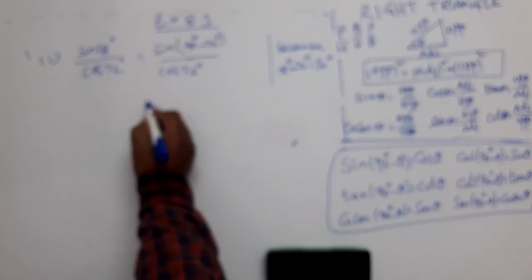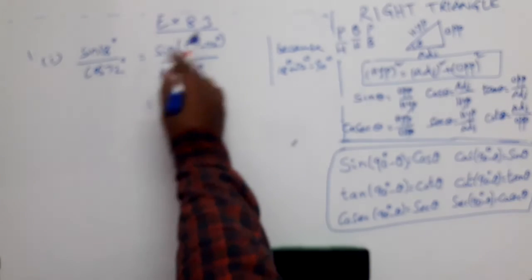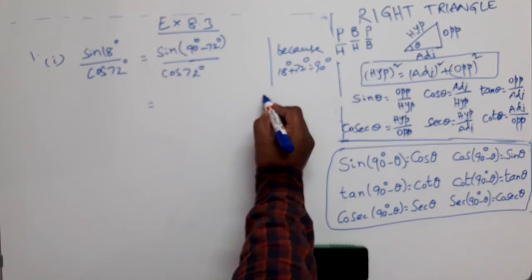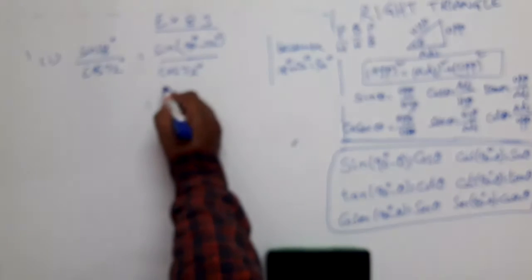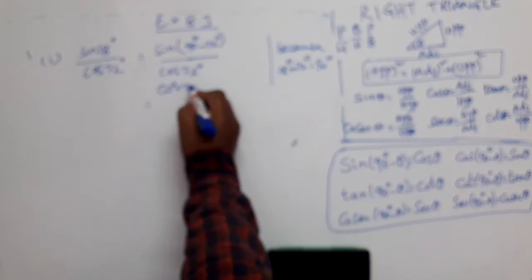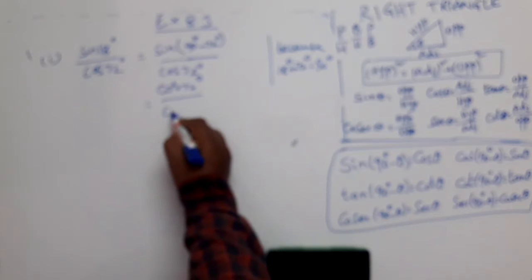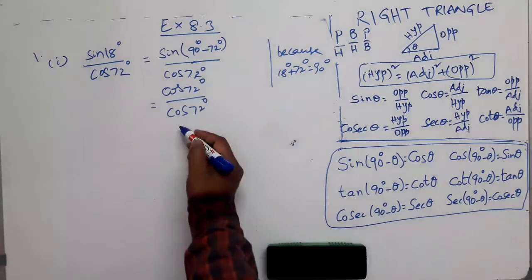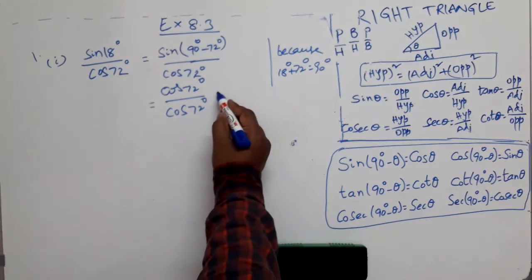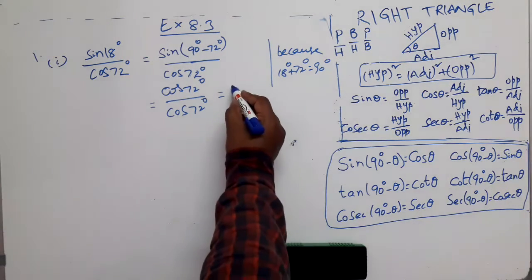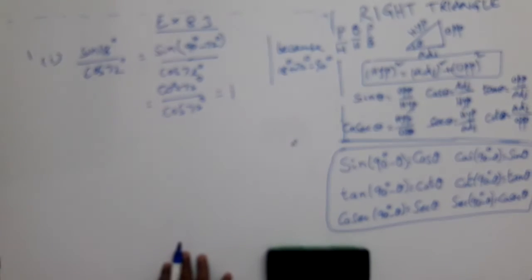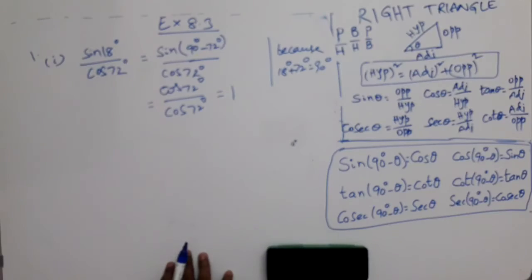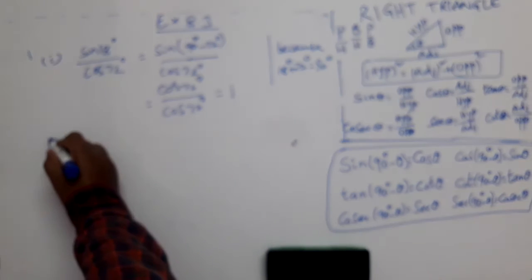I will simplify further. Tell me, this is of the form sine 90 degrees minus theta, is it not? Yes, sine 90 degrees minus theta can be written as cos theta. So this can be written as cos 72 degrees. Of course, cos 72 degrees is already there in the denominator. These two are equal, so they get cancelled, and your answer is 1. Next, let us see the second part.